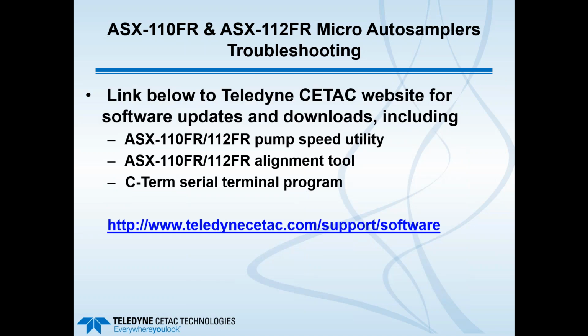So there are links then. There is a link below to the CETAC website, and you can go in there to find additional links. If you do need to download the pump speed utility, the alignment tool, or the CTerm terminal program, those are on the CD that comes with the ASX 110 or 112, but if the CD is lost or misplaced, you can also get those from the CETAC website.